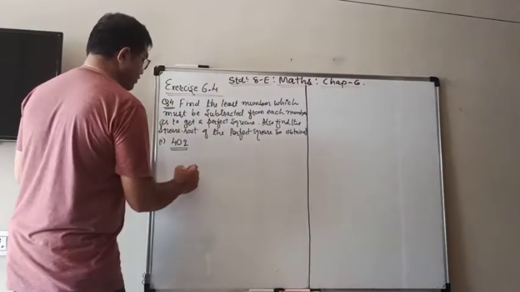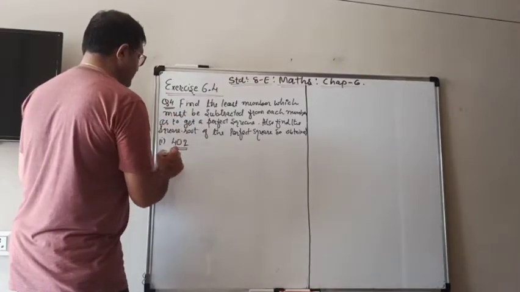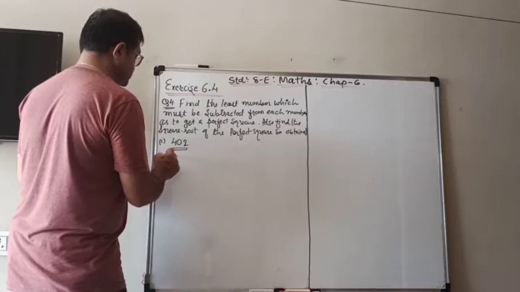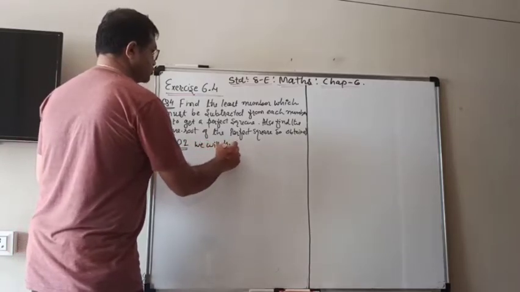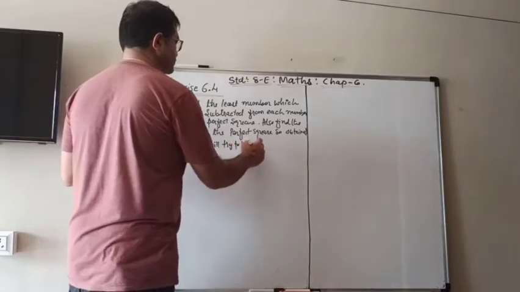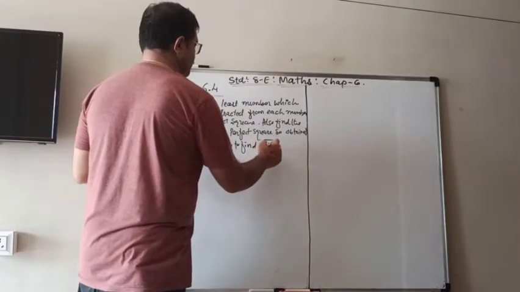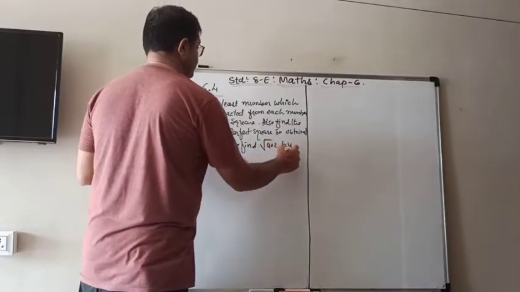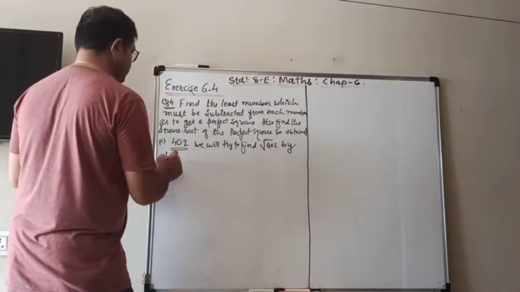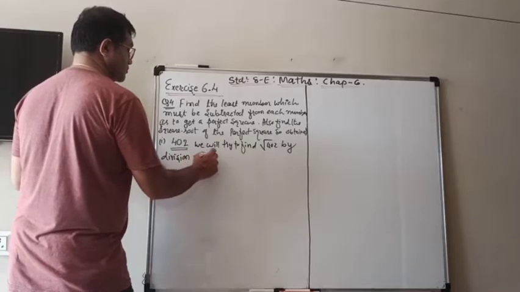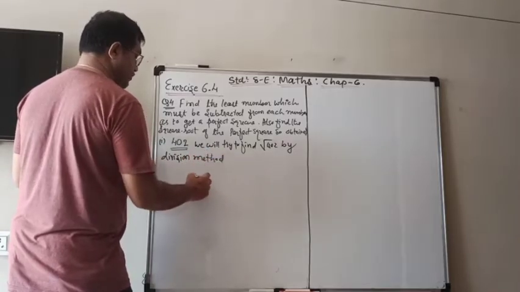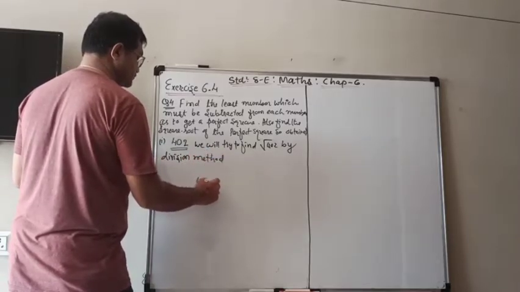So here we are going to try to find the square root of 402 by the division method. So now, 402.